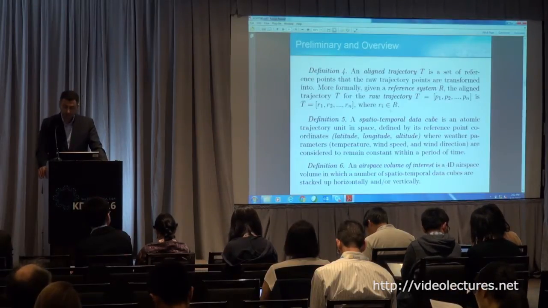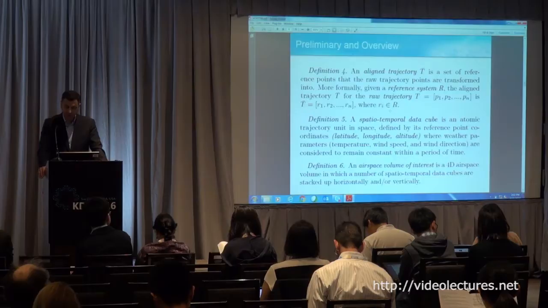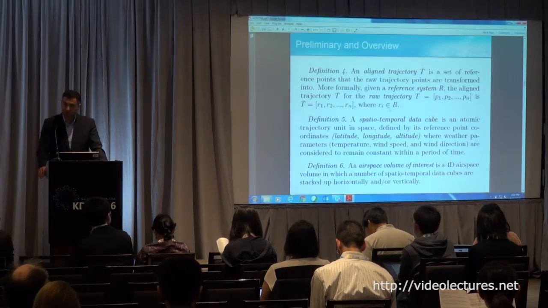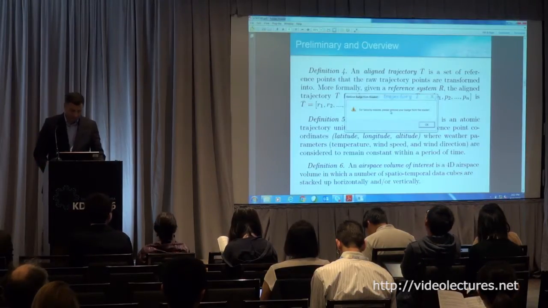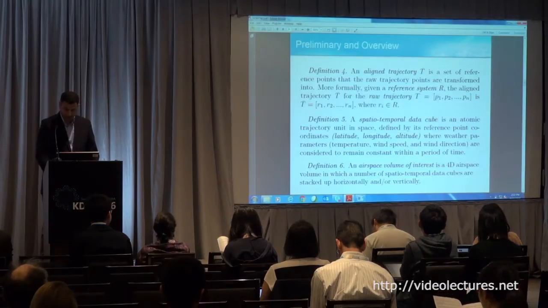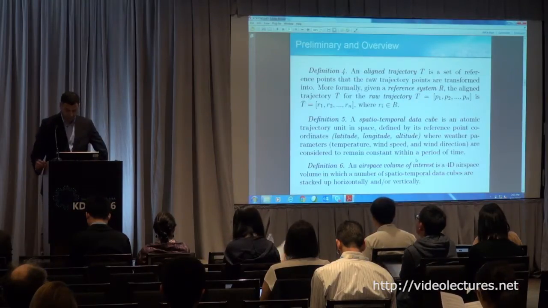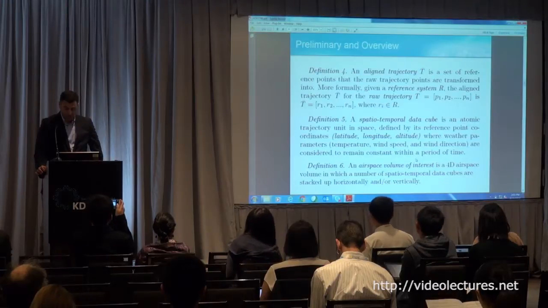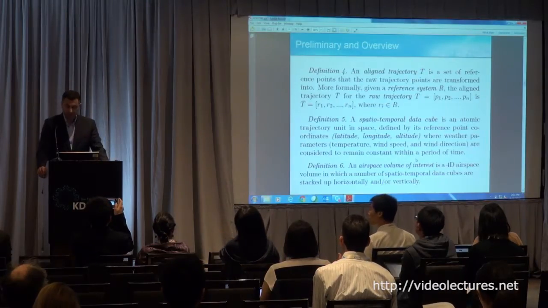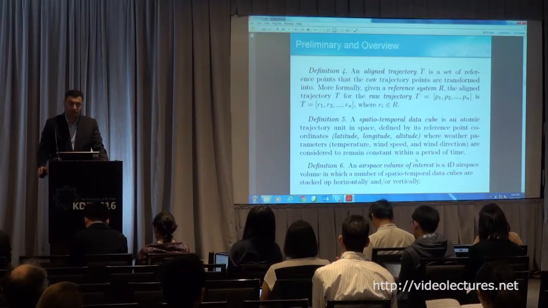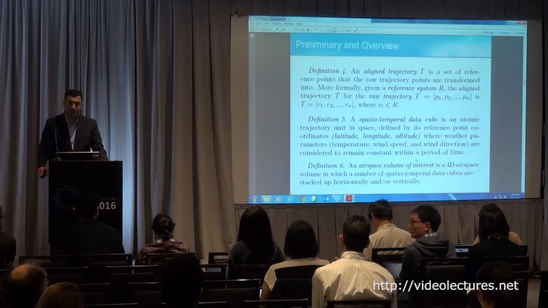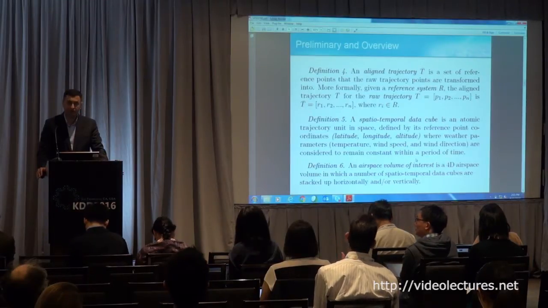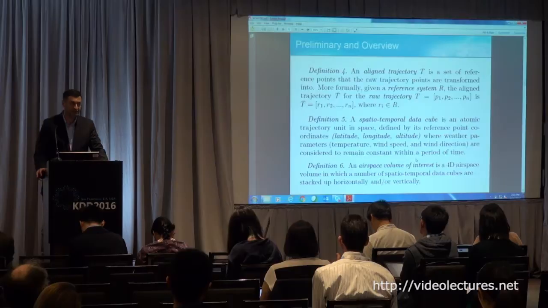Next definition is spatio-temporal data cube. It's an atomic trajectory unit in space defined by its reference point coordinates, which is the center, and weather parameters that are supposed to be correlated with that position. Definition number 6, and the last one, is airspace volume of interest. You could consider airspace volume of interest as a set of cubes stacked up horizontally and vertically that fills up the entire airspace.